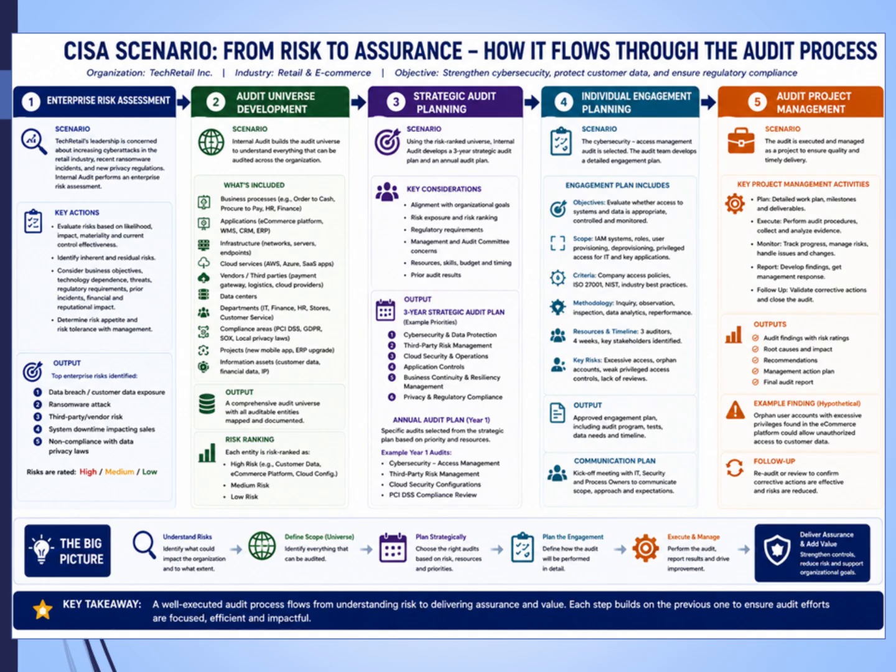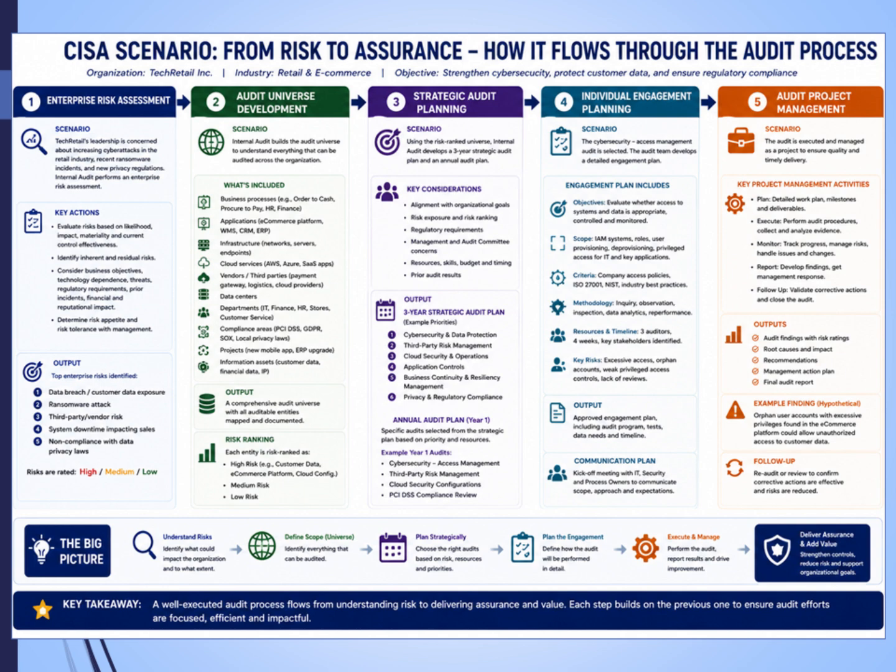The final stage is audit project management and execution. The audit is now performed as a managed project to ensure quality, consistency, and timely delivery. The audit team performs testing procedures, collects evidence, monitors progress, manages issues, and communicates findings to management. Project management activities include tracking milestones, handling scope changes, managing risks, and coordinating stakeholder communication throughout the engagement. The outputs of this phase include audit findings, root cause analysis, recommendations, management action plans, and the final audit report.